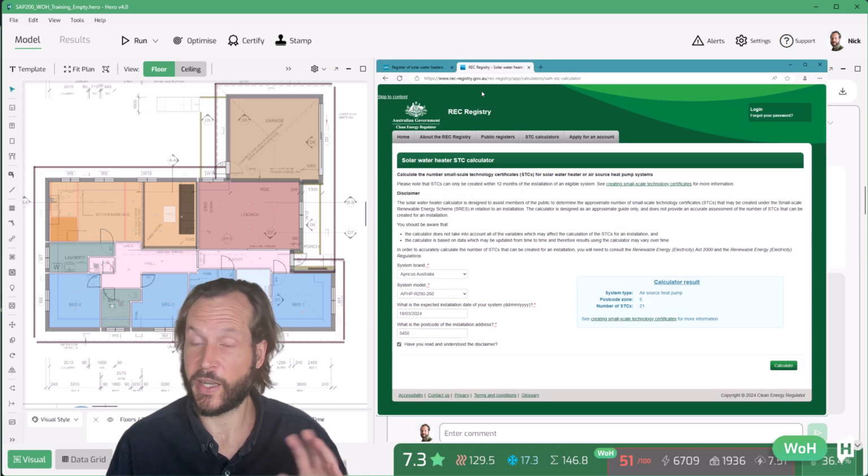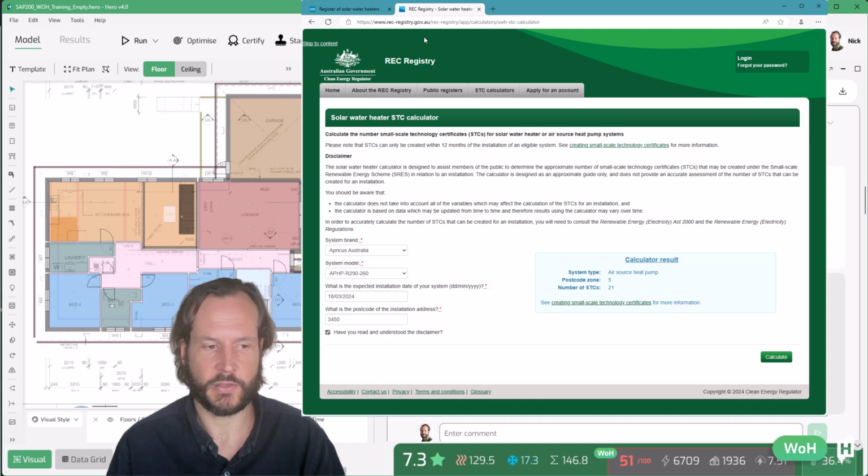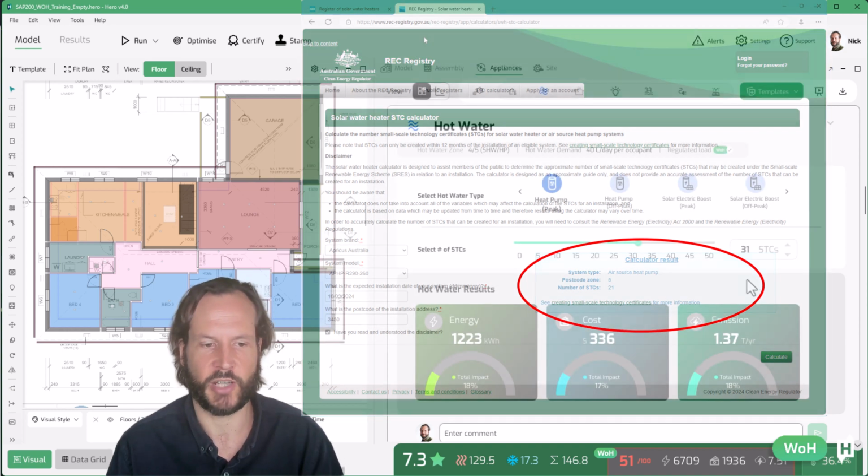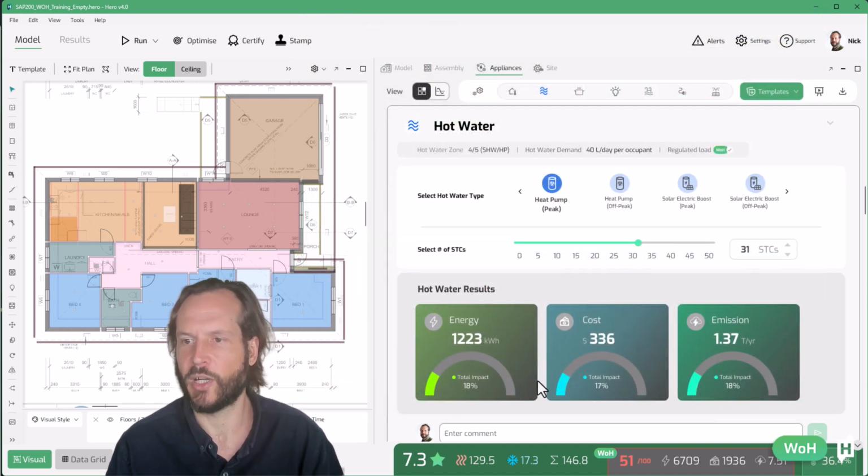And remembering that REC calculator example, if we put this product in there, we can see it's awarding us 21 SDCs. So it's the 7-year deeming period value. So again, that's wrong. We want the 31 10-year deeming. And we can see our system has updated here. We've got a hot water service running about $330 a year.